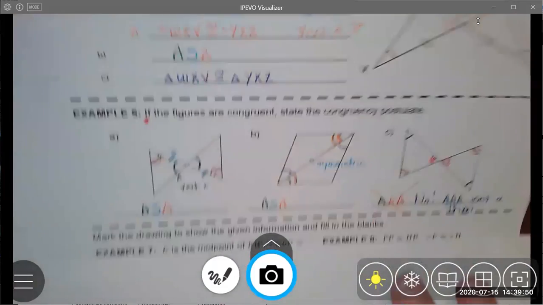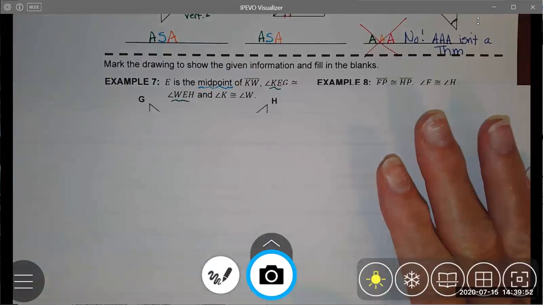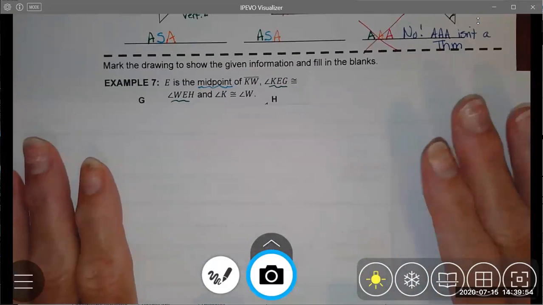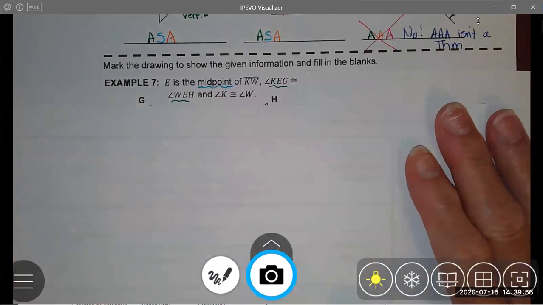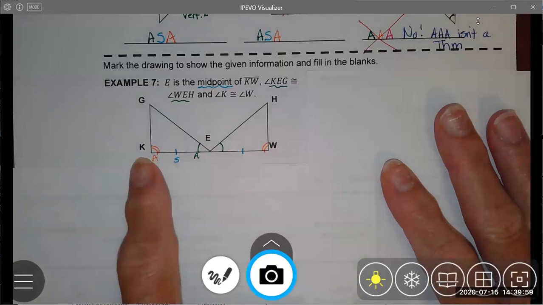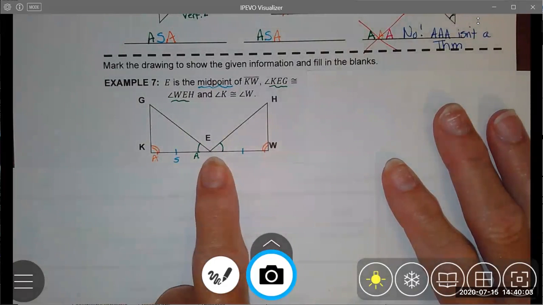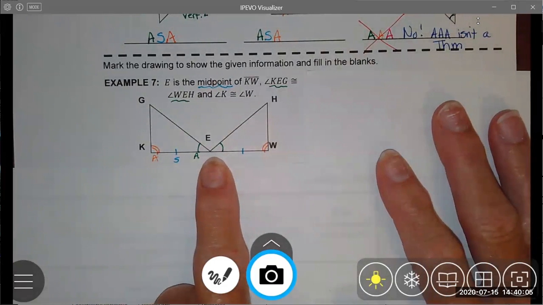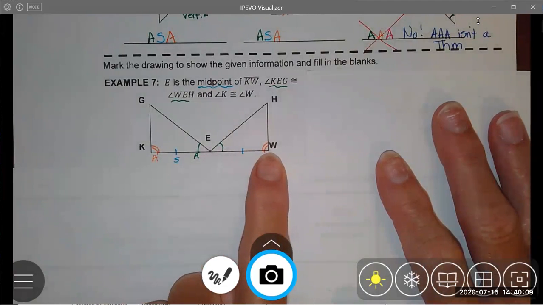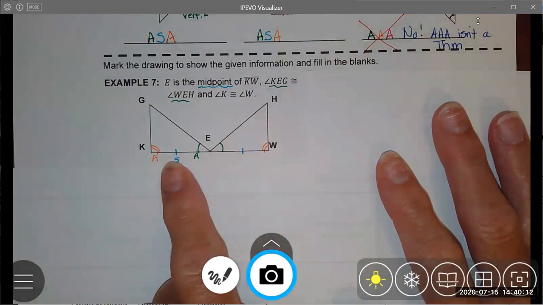All right, let's look at a couple more. In example 7, I was given a whole bunch of information and a picture. I like to mark up my picture. If E is the midpoint of segment KW, that tells me that from K to E is going to be congruent to W to E. So I went ahead and marked that.